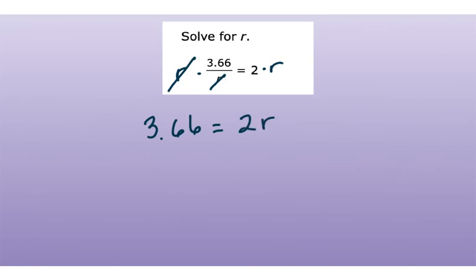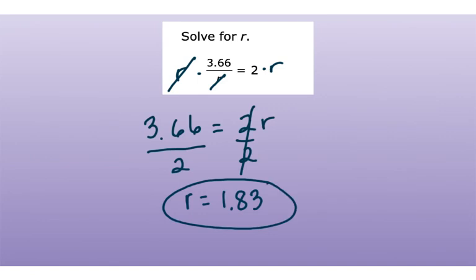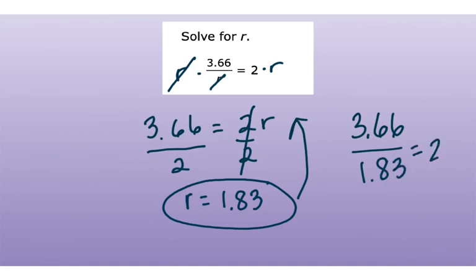At this point, you can then just solve your one-step equation by doing the opposite of multiplying, which is dividing. I'm going to divide both sides by 2. My 2's on the right cancel out. And on the left, I have 3.66 divided by 2. You can punch that into your calculator, or if you want to work your brain out and do some decimal division, you most definitely can do that. I punched it into my calculator, and I got r is equal to 1.83. You can go ahead and put that back into the original equation to check your work. And yes, you will get 2 for that one.